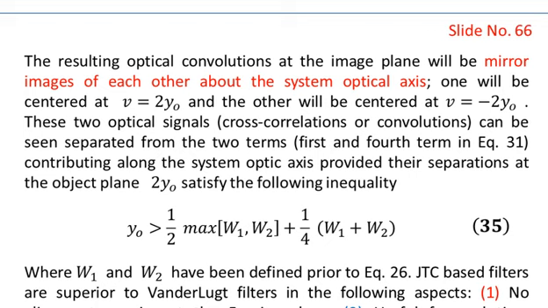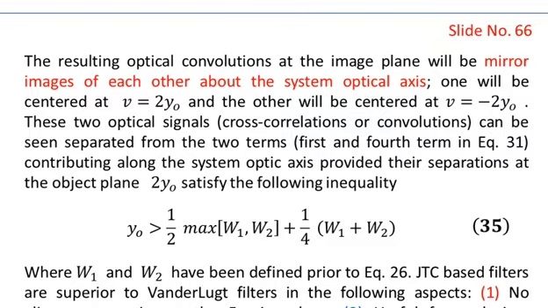One will be centered at v is equal to 2y naught, and the other will be centered at v is equal to minus 2y naught. These two optical signals, cross correlations or convolutions, can be seen separated from the two terms, the first and the fourth term in equation number 31, contributing along the system optical axis, provided their separations at the object plane, 2y naught, satisfy the following inequality.